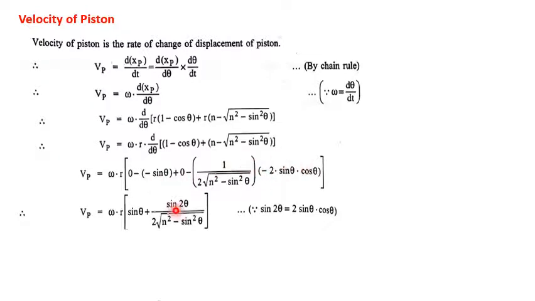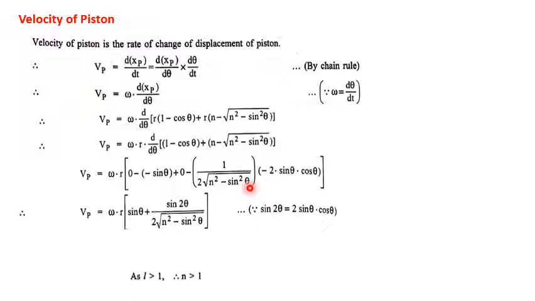Therefore after simplifying, omega into r, here minus into minus is plus, therefore plus sine theta, plus we have 2 sine theta into cos theta, which is nothing but sine 2 theta. In place of 2 sine theta into cos theta, I am directly writing sine 2 theta. Sine is positive because we have negative and negative, minus into minus is plus, then the remaining term in the denominator is 2 times root of n square minus sine square theta. Like this we can differentiate.